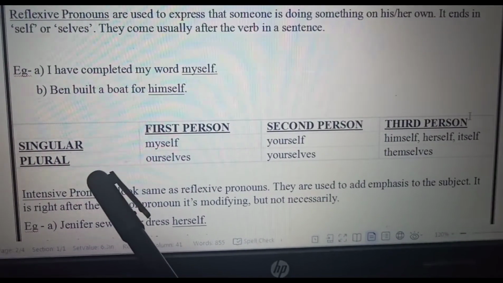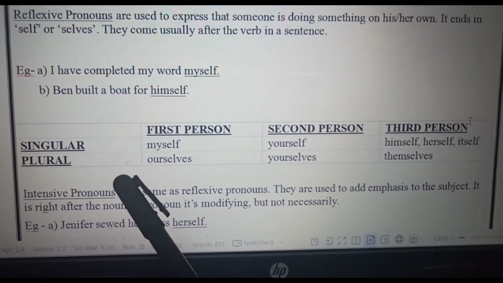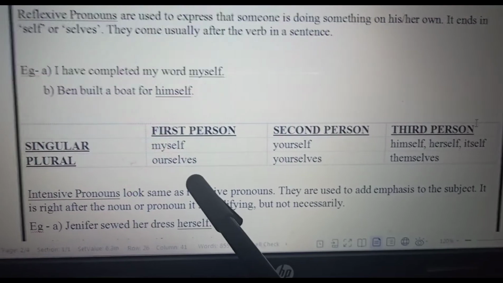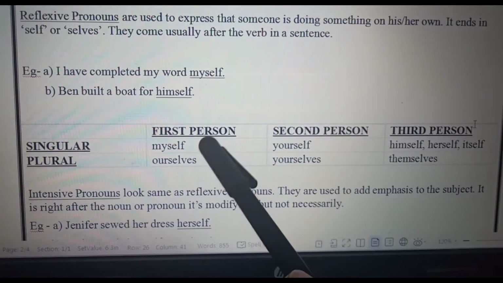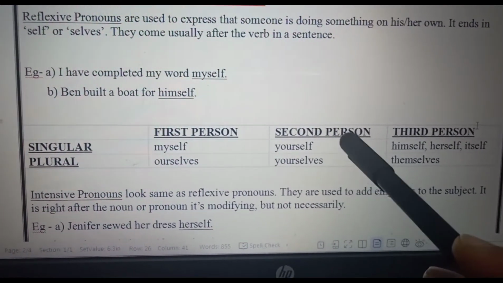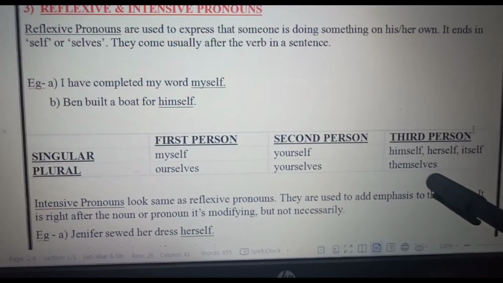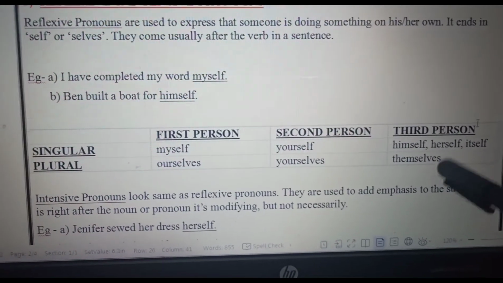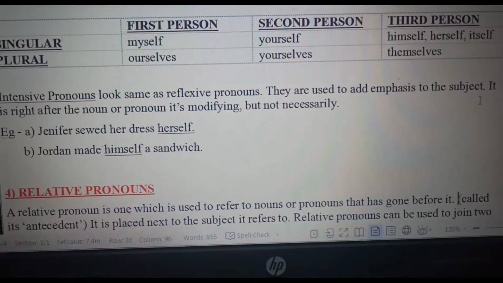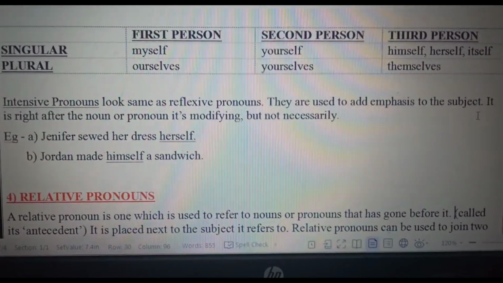Now in case of plural, when we are talking about more than one, we use the pronoun ourselves in case of first person, yourselves in case of second person, and in case of third person we use the pronoun themselves. Now what are intensive pronouns?